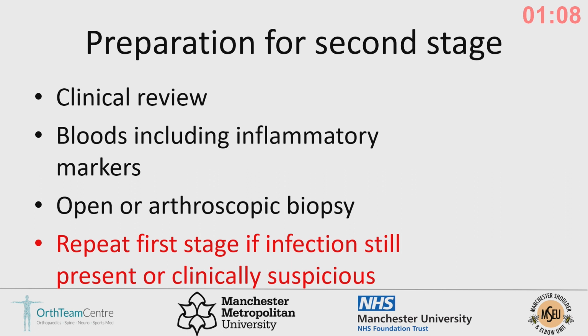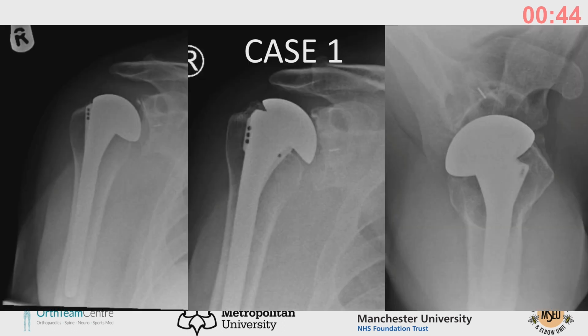Then you need to prepare for the second stage, and that doesn't always mean you're going to go and do a second stage reimplantation. So both clinical, microbiological and biochemical assessments, and they need an open and arthroscopic rebiopsy. And then if there's clinical suspicion or further infectious suspicion that they've still got something going on, we'll go and repeat the whole of the first stage.